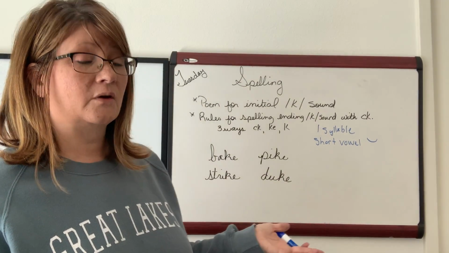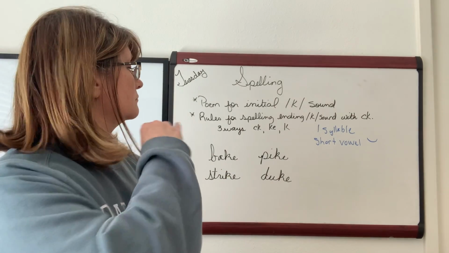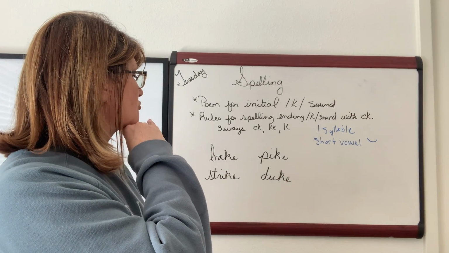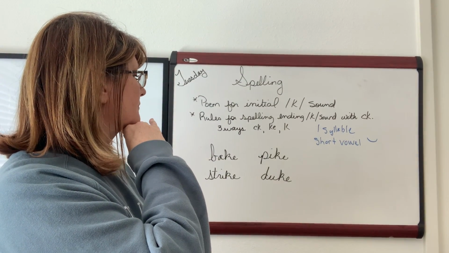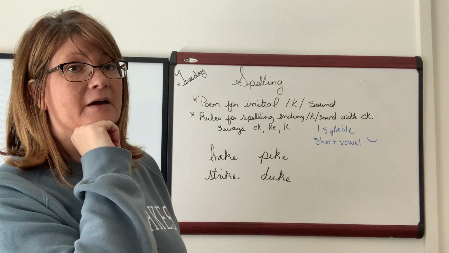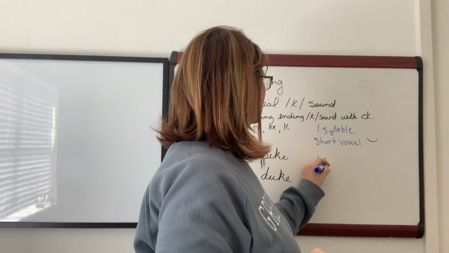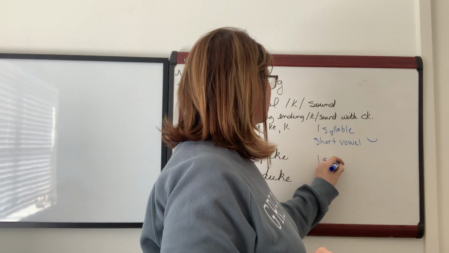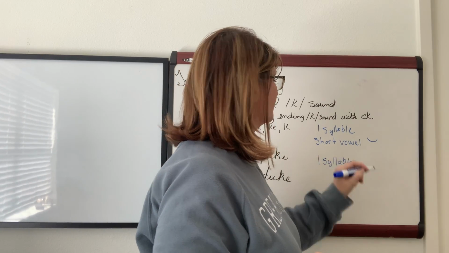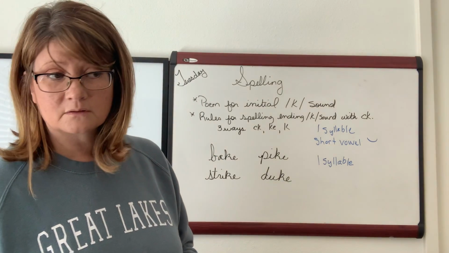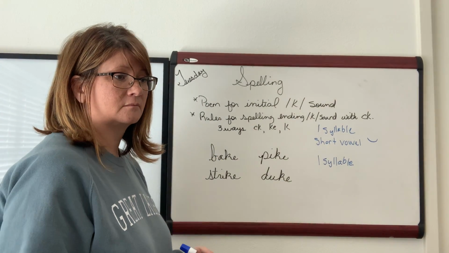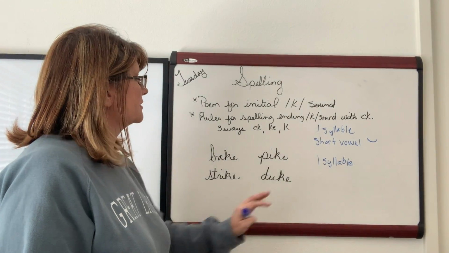First of all, let's evaluate how many syllables there are. Bake, strike, pike, duke. How many times did I open my mouth for each word? One time, right? So that's one syllable. The vowel, each syllable must need a vowel. Zuzu, no. Come here. Come here. All right, so one syllable.